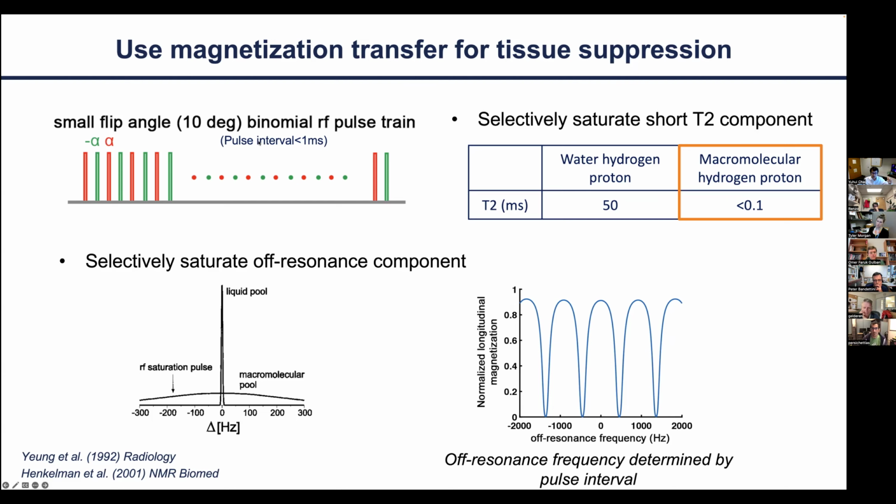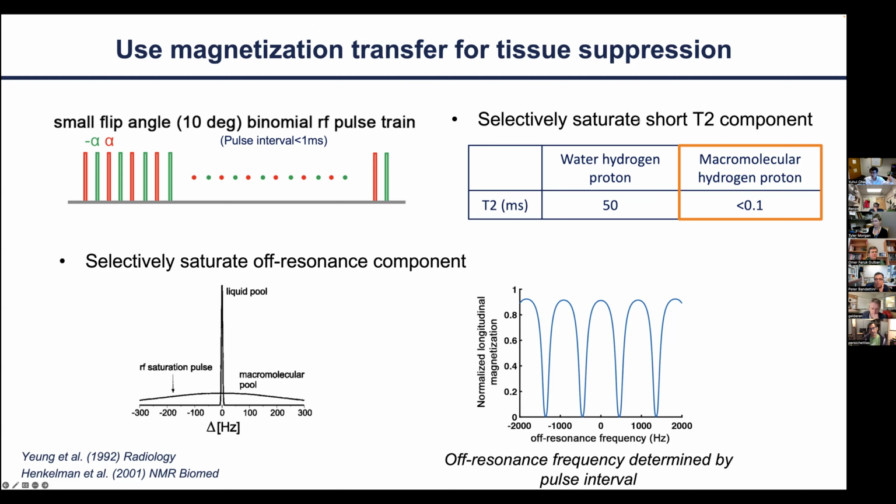And we apply hundreds or even thousands of those small flip angle RF pulses. The pulse interval is smaller than 1 millisecond. Typically in our study, we applied those RF pulses every 200 microseconds, so every 0.2 milliseconds we apply one pulse. So you can think of, for example, in 100 milliseconds, we could apply 500 of those pulses. So a lot of those small flip angle binomial pulses. And because the pulse interval is very short, it's several hundred microseconds.